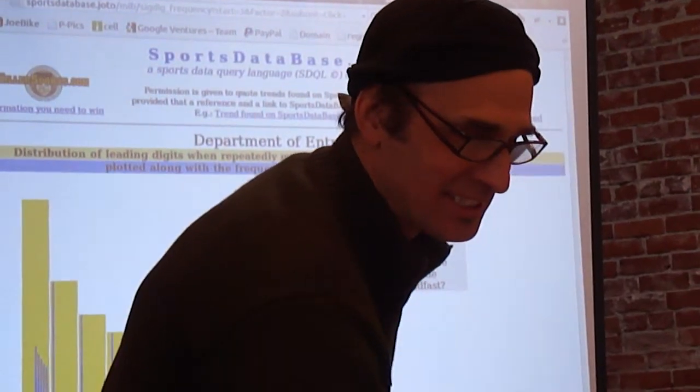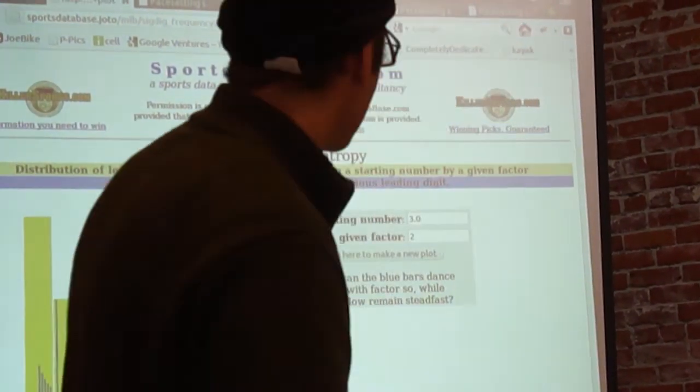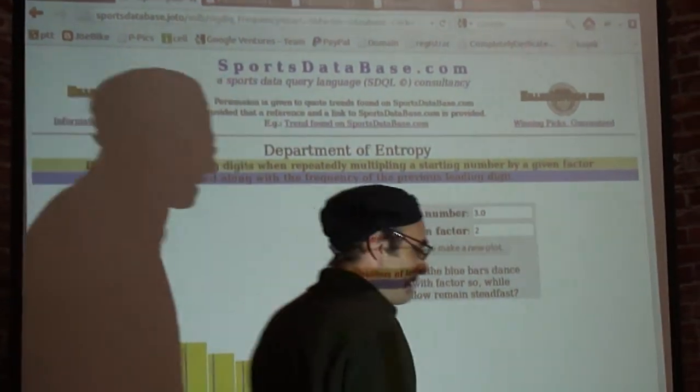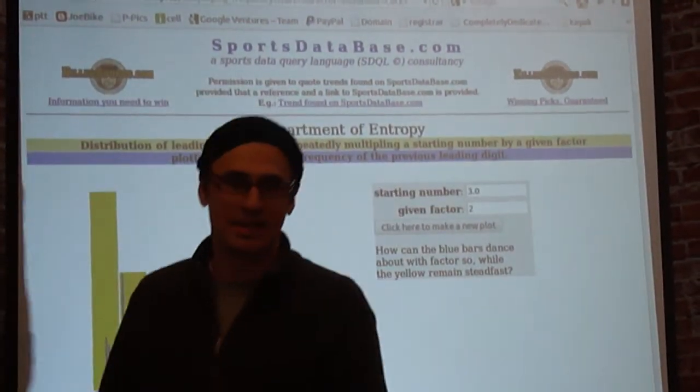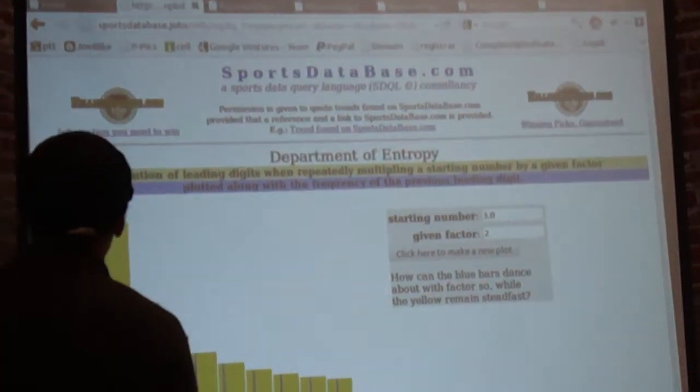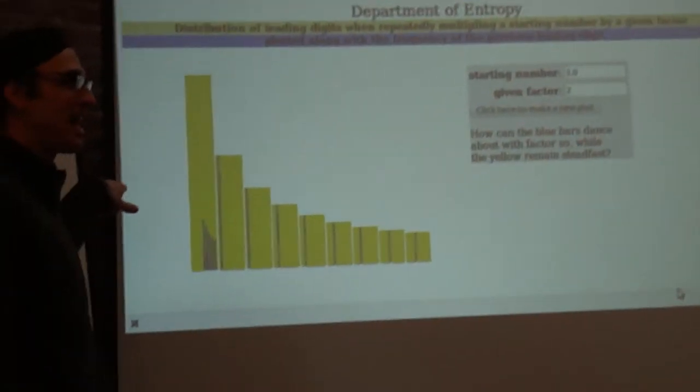Multiples today, and since it's Pi Day, I thought I'd start with kind of a nerdy math one. This is the distribution of leading digits if you start multiplying any number by 2, basically. So the first tall green yellow bar is 1. So 1 is the most common leading digit.